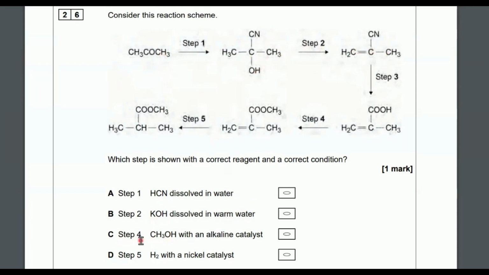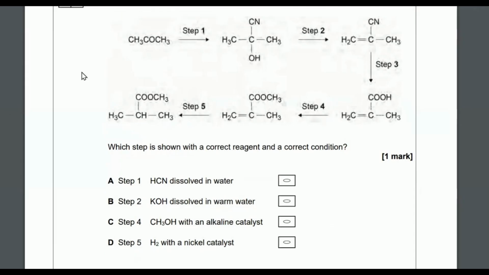No. Step 4 is methanol with an alkaline catalyst. So is methanol going to turn that with an alkaline catalyst? Step 5, hydrogen with a nickel catalyst. So I'm just giving these a brief. Hold on, double bond, single bond. Right, look here. Of course, this is hydrogenation. Hydrogen with a nickel catalyst is definitely capable of turning that double bond into a single bond in hydrogenation. We could also use tin with hydrochloric acid, I'm sure. But we go for hydrogen with a nickel catalyst. That is definitely a correct reagent and condition for hydrogenation of the double bond.